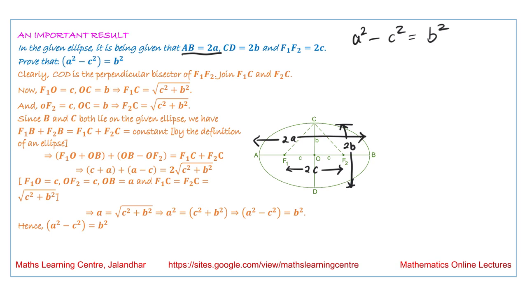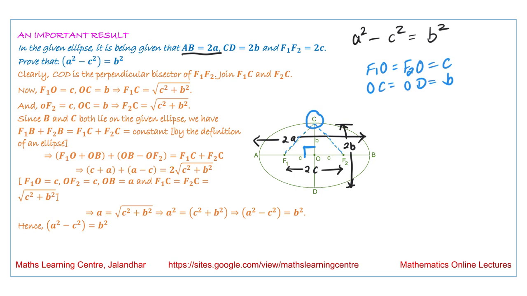So to prove this, we are considering a point C on the minor axis, and clearly we have this line CO. This will be the perpendicular bisector of F1F2. So if we join these points F1 to C and F2 to C, we have joined these two points. Now we have F1O that is equal to c, F2O that is equal to c. Further we have OC equal to OD equal to b.